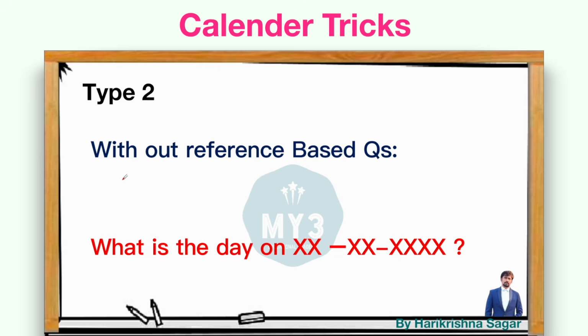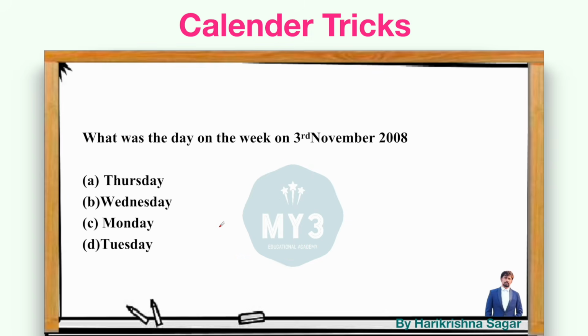Similarly, you are going to see the second type of question. We are calling this type "without reference." Why we call it without reference is that we will be given a specific date, and we have to find out the day of that specific date. For example, we have a question like this: they are asking you to find out what day it is on 3rd November 2008. To find out the day, I am trying to put it in a day scale like this.